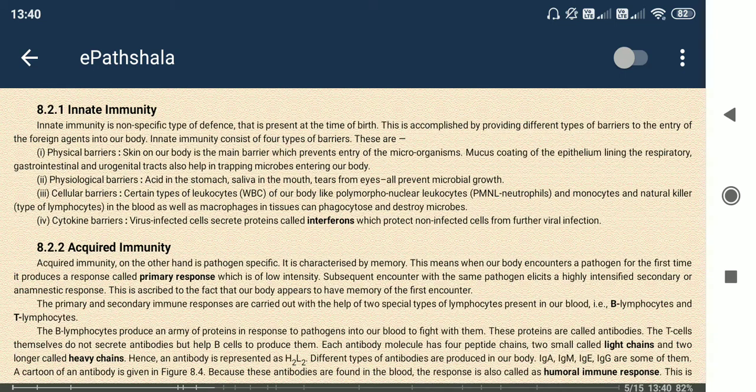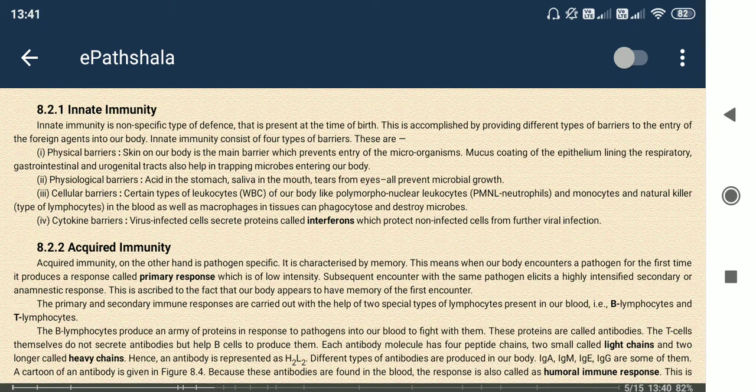Here is the same thing I have already discussed. They are talking about innate immunity, and they have given some examples. We need to see the physical barriers, which I have discussed, like the skin on our body. This is a physical barrier, meaning microorganisms cannot penetrate through the skin. Then there is the mucus coating of the epithelium lining the respiratory tract.